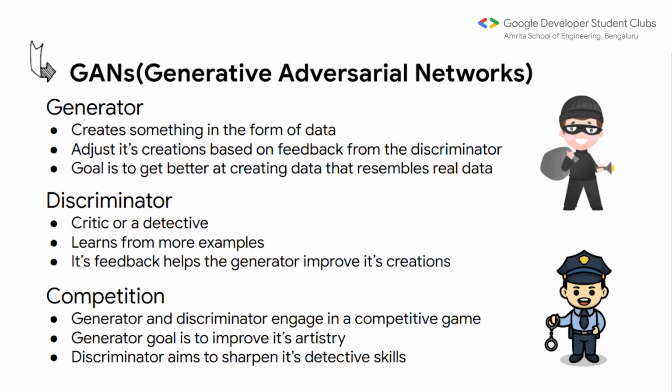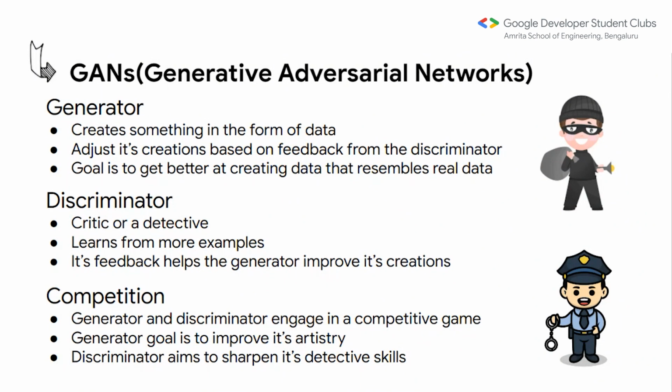Let's divide GAN into three words. First one, generative. As the word itself says, it is to generate new data. Whereas adversarial means competition or conflict. We'll be seeing that soon. Now networks: these are basically inspired from the neural networks of our own brain. Under GANs, we have three components.